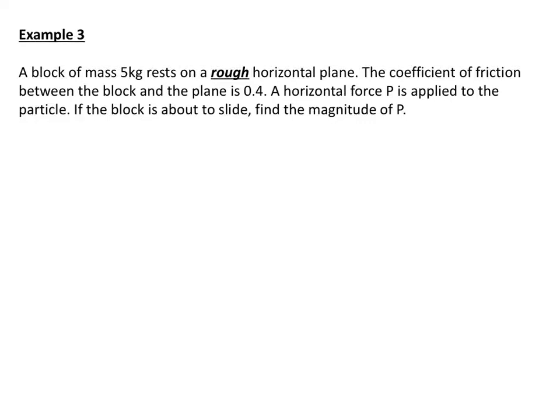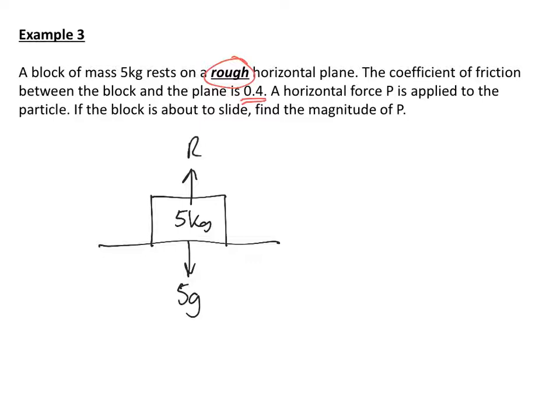Again, in this example, we have a rough horizontal plane, so I know immediately that friction is involved. And we're told that mu is 0.4. So let's draw the scenario again. So here's our block on horizontal ground. It's 5 kilograms. And I have the weight of that, 5g acting down. I have normal reaction acting up. And we have a horizontal force here of P, and this is very, very important.